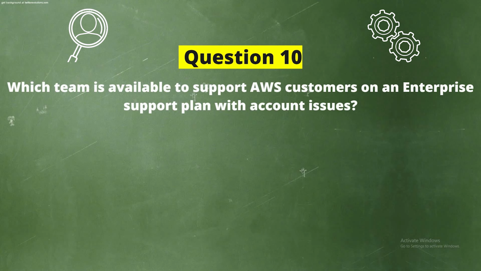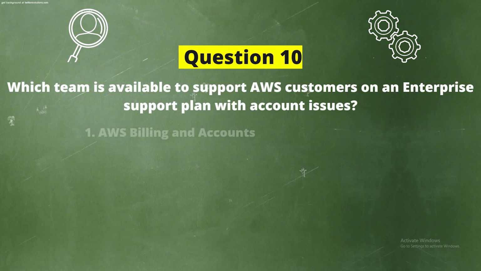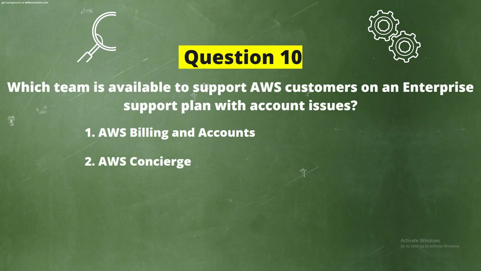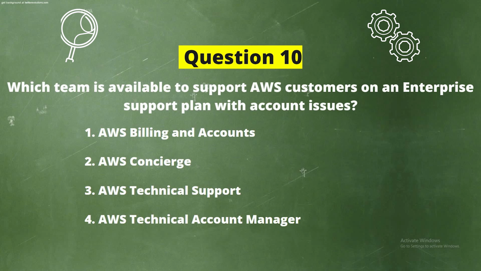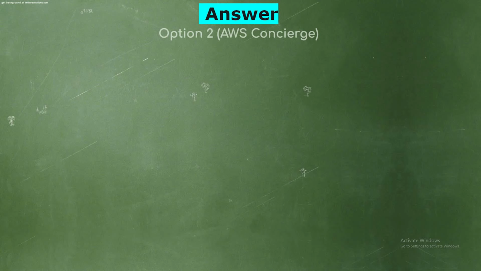Question 10. Which team is available to support AWS customers on an enterprise support plan with account issues? Now the options are: Option 1. AWS Billing and Accounts. Option 2. AWS Concierge. Option 3. AWS Technical Support. Option 4. AWS Technical Account Manager. And the correct answer is Option 2.